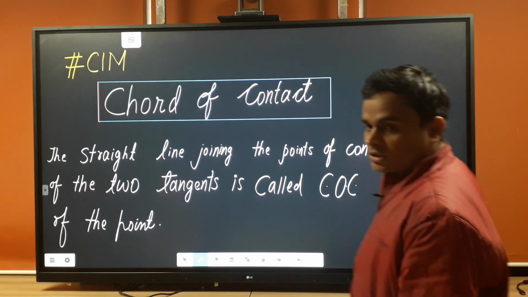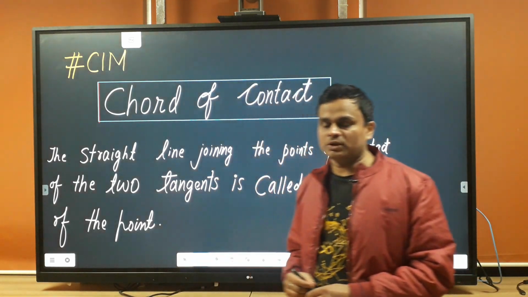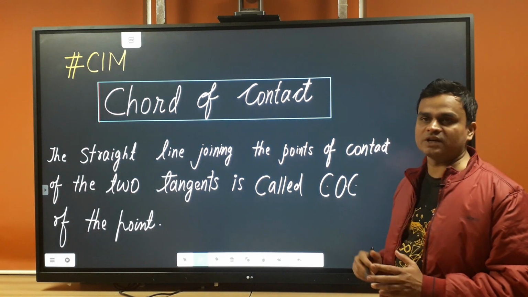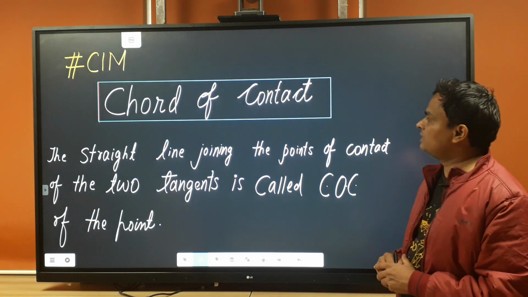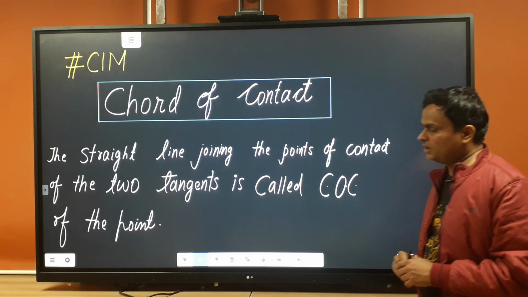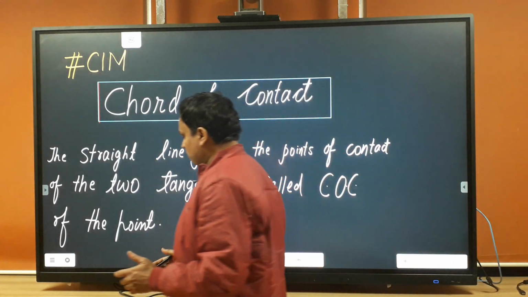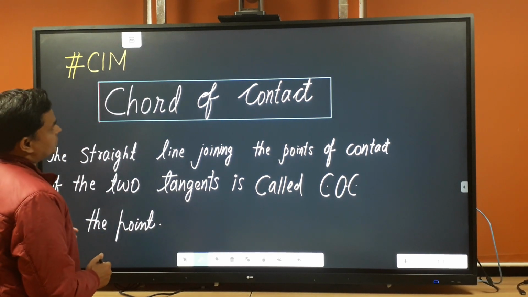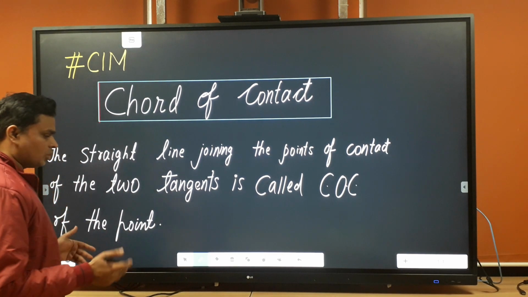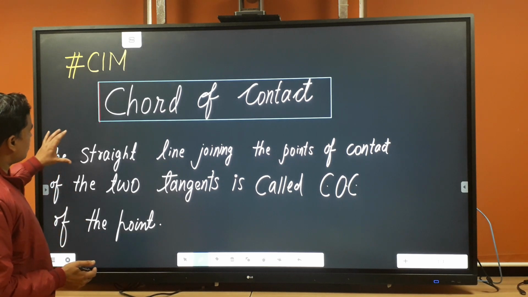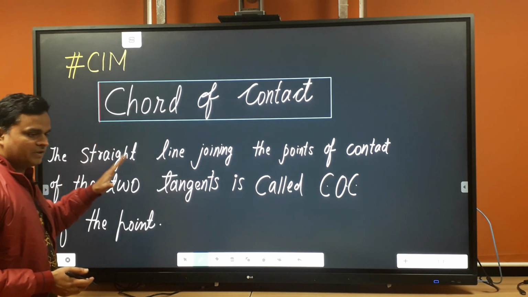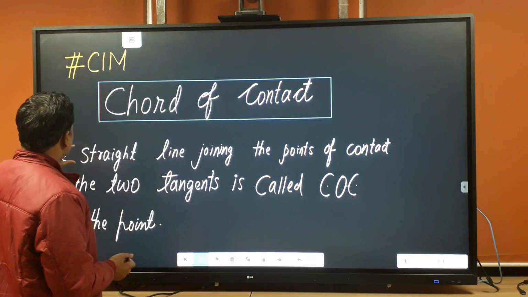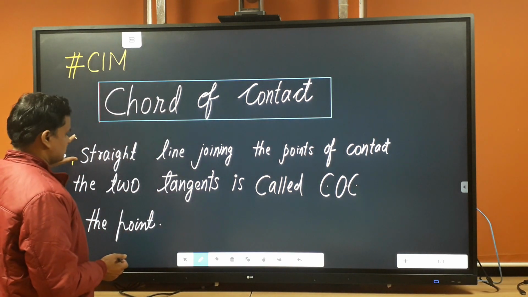Hello dear students, today I am starting a new topic that is common to all the conic sections that we studied till now. This is called chord of contact. We will define chord of contact for parabola, circle, and hyperbola. This is something very common, and problems are always formulated from this, even in JEE Advanced and JEE Mains. So it is better to read it once.